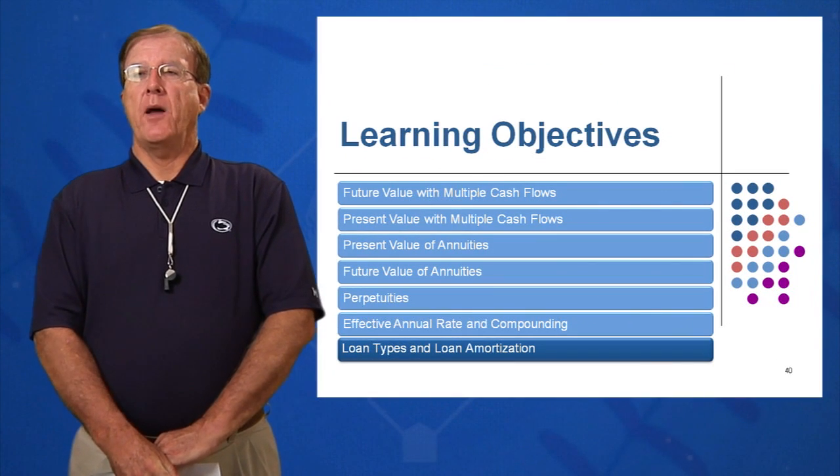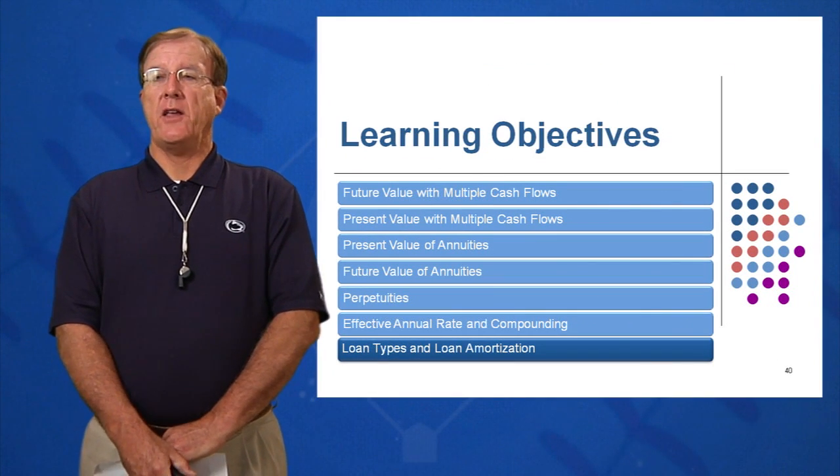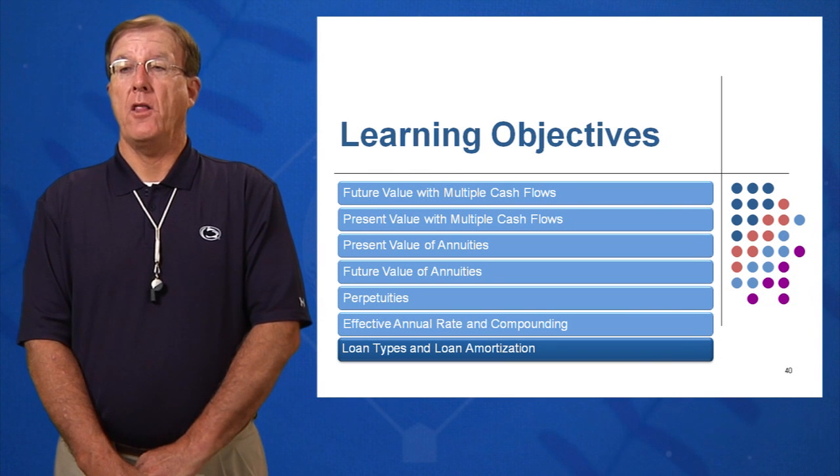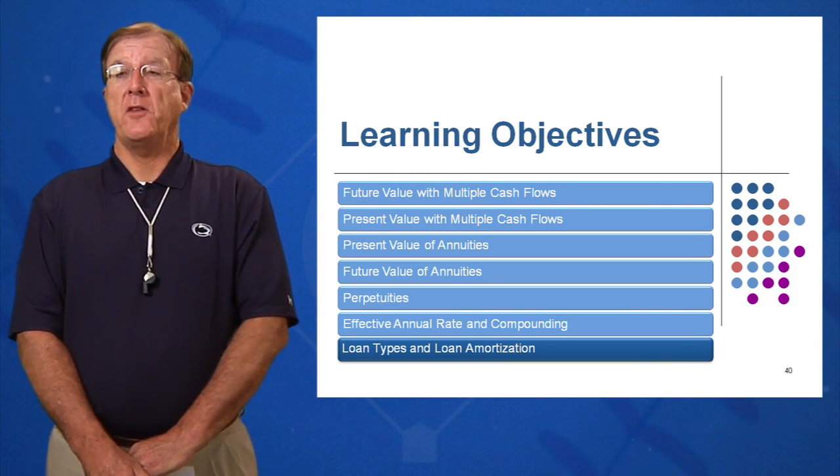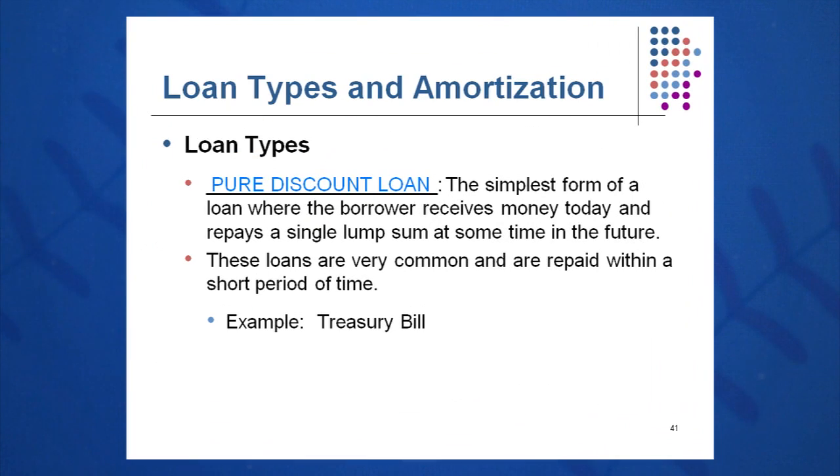Finally, learning objective number 7 in session number 6 are various loan types and loan amortization that you will encounter possibly sometime during your life. 3 different loan types we're going to talk about.